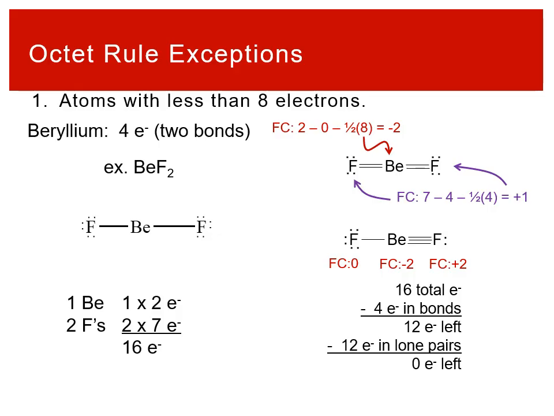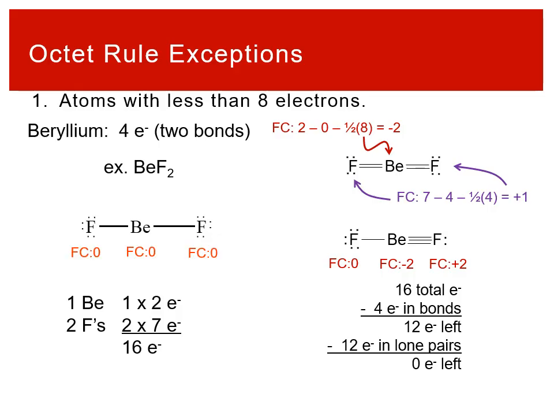We want our formal charges to be as close to 0 as possible for our major structure. Not only that, but in this case we are putting positive formal charge on fluorine atoms, and fluorine is the most electronegative atom there is. It really does not want to have positive formal charges.